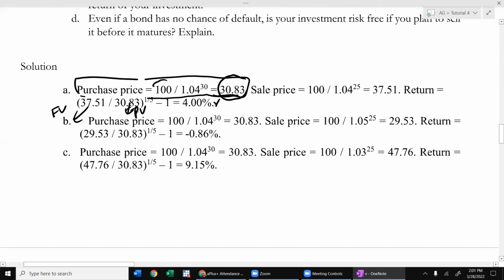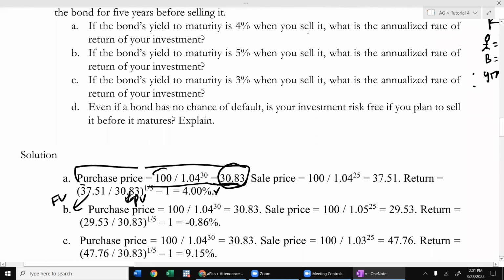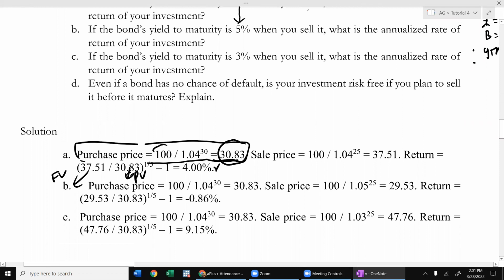Simple calculation. Okay. Now, if the bond's yield to maturity is 5% when you sell it, what is the annualized rate of return of your investment? So similar thing, but instead of 4%, now we are changing it to 5%. So the first part we are not changing, because the purchase price, when you had bought, the YTM was 4%.